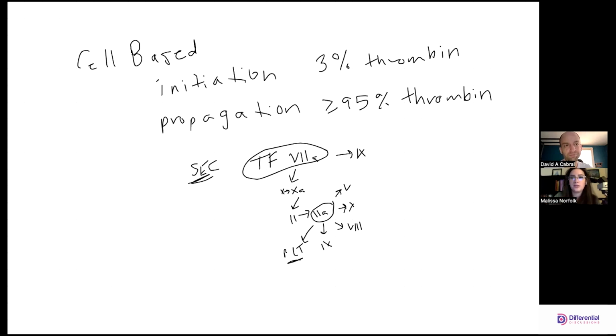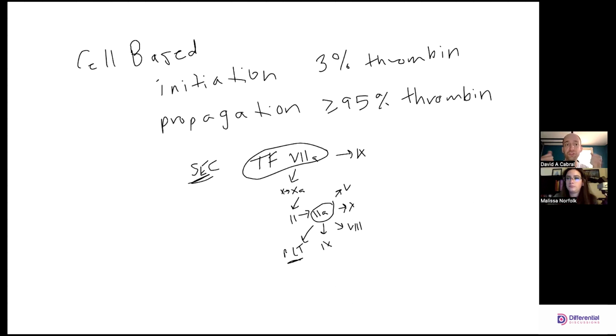So sometimes you'll look at your APTT, like if you have a factor 12 deficiency, and your APTT is going to be super prolonged, and you're going to be like, oh my gosh, but the patient's not bleeding. They have no bleeding problems. And it's because factor 12 doesn't actually physiologically play a major role. So this is where it comes back to understanding the cell-based model versus the coag cascade-based model. The cascade-based model is more testing in vitro, and the cell-based model is more physiological or in vivo.